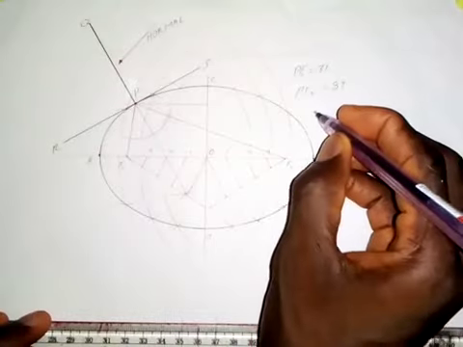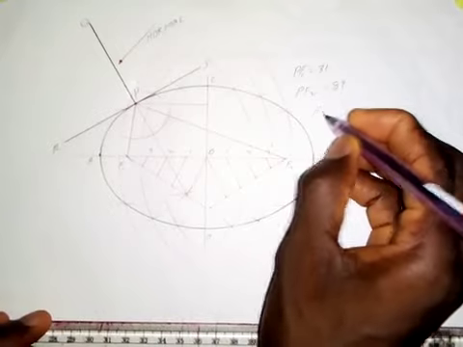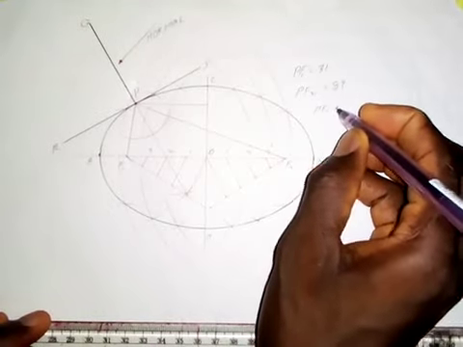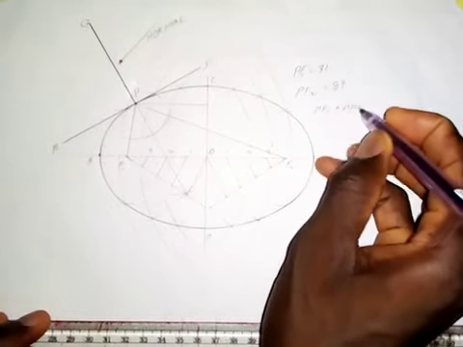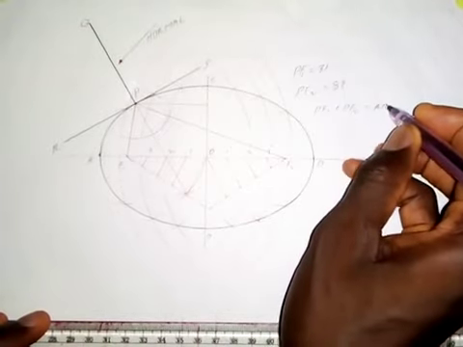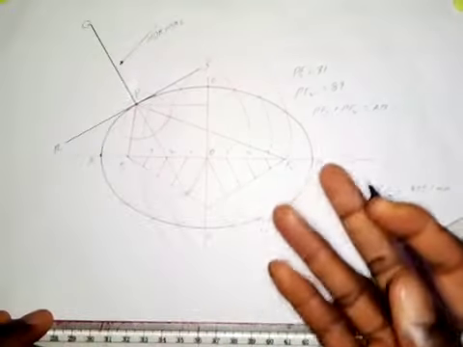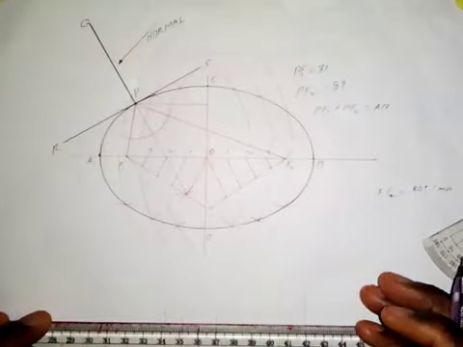So if we add PF1 plus PF2, it will give us AB, which is the major axis. That is 31 plus 89. So that will give us 120. The length of the major axis AB is 120 millimeters. So just bear that in mind.